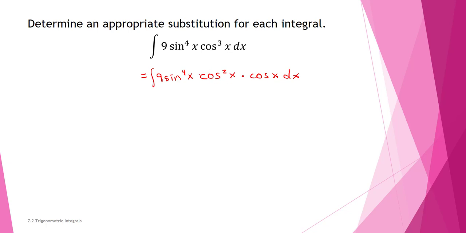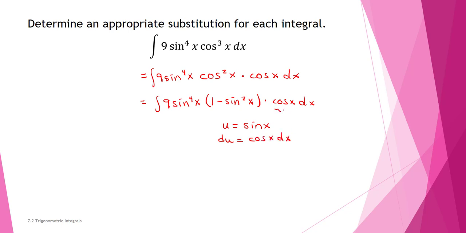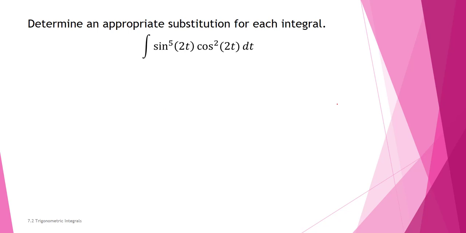Then I can use our Pythagorean identity to replace the cosine squared x by 1 minus sine squared x. Now everything here has sines, so I'm going to choose u to be sine of x, and then du is going to be cosine of x dx, which I see right here. Again, let's just get to the point where we can do a substitution.